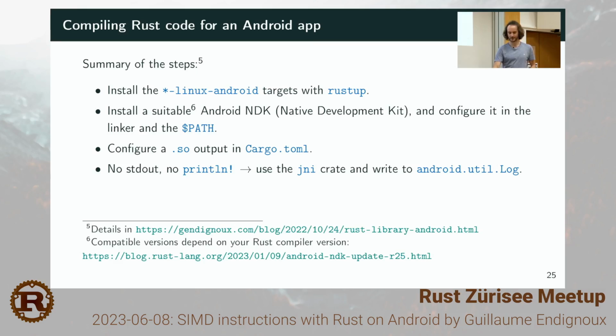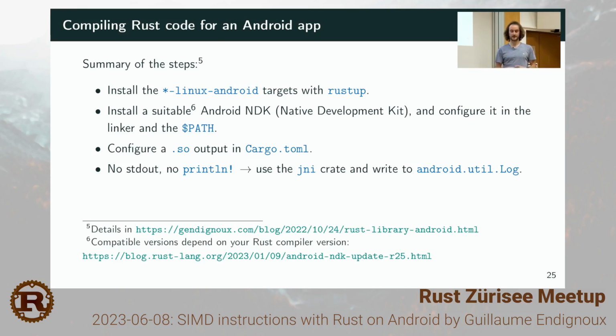And how to compile Rust for Android in 4 easy steps. There are a lot of steps, so the most obvious one, you need to install with rustup the Linux Android targets. Then you need to install the Android-specific Native Development Kit. And it turns out that depending on the version of your Rust compiler, only certain versions of the NDK will be compatible. Recently the version was bumped, so that's the kind of thing you need to pay attention to. Then you need to configure it somewhere in Rust as a linker and leave it in your PATH environment variable.